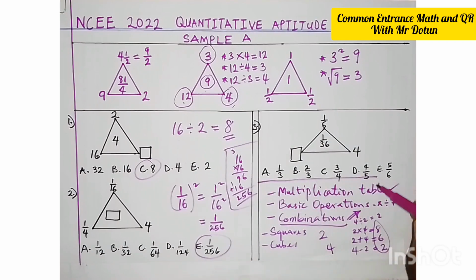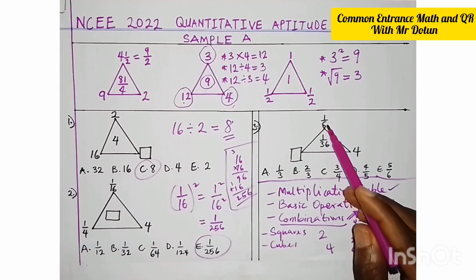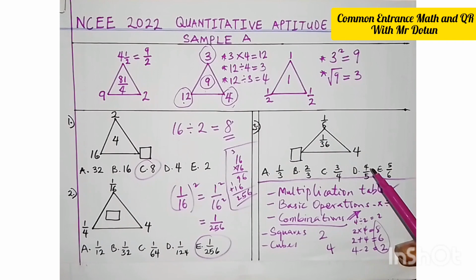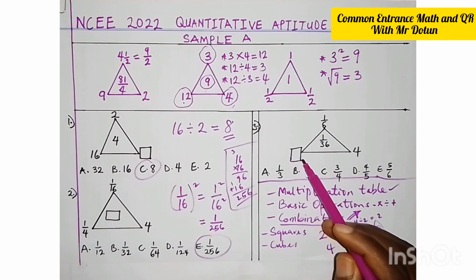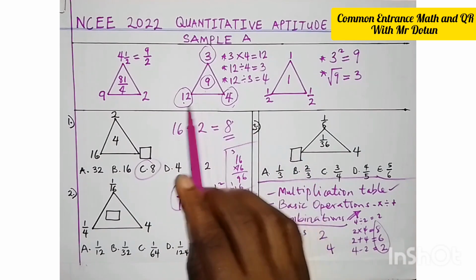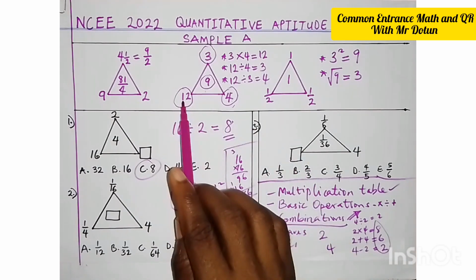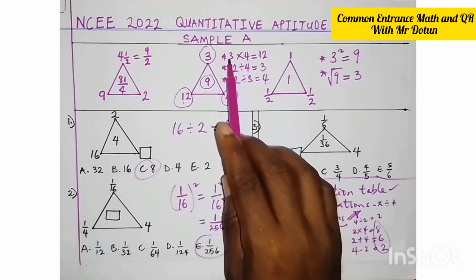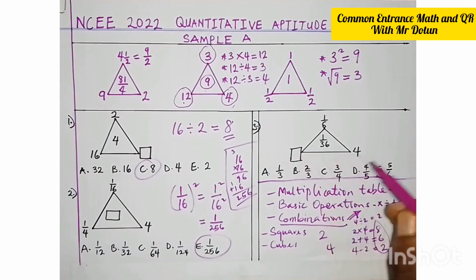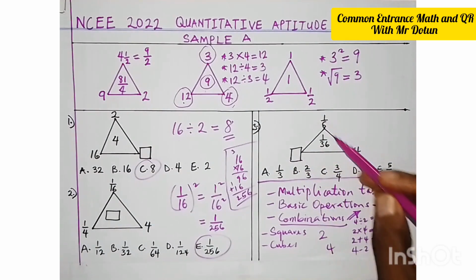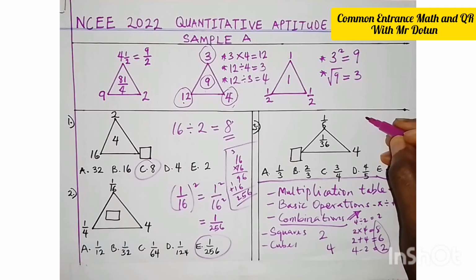The final one, number 3. Alright. Number 3, I have 1 over 6, 1 over 36, we have 4, and we have the missing part here. So, go back to my sample again. What is that in the missing part? Okay, that's 12 here. How did I get the 12? I did 3 times 4. That means this times this. Okay, so for me to get the missing part, I'll do 1 over 6 times 4.